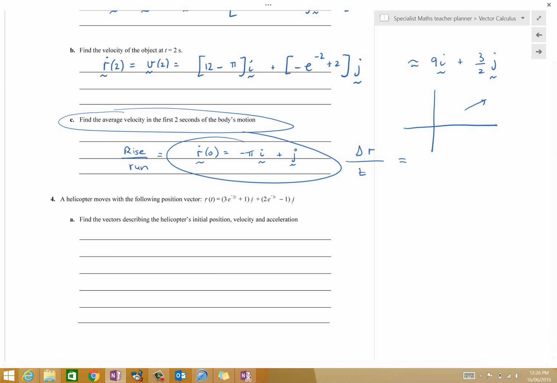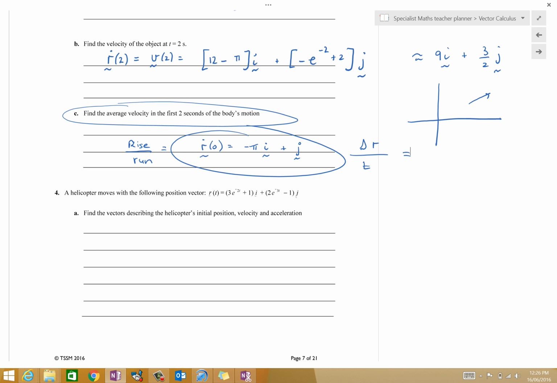Another question here on a helicopter. It says find the vectors describing the helicopter's initial position, velocity, and acceleration. So what would we have to do here? I've been given its position, so I derive to get the velocity with respect to t, and then I derive again to get the acceleration.